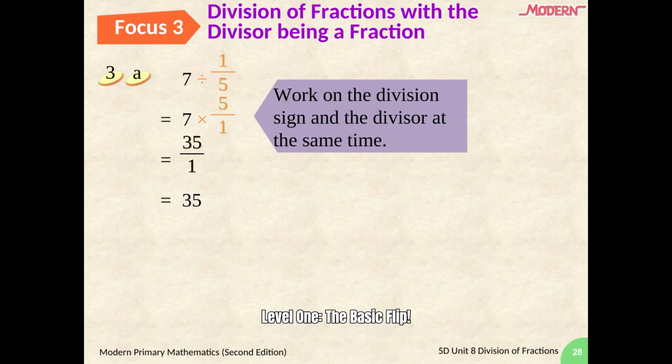Level 1, the basic flip. Look at slide 28. 7 divided by 1/5. Here is the move. 7 stays the same, division becomes multiplication, and 1/5 flips into 5/1. 7 times 5 is 35. Boom! It's that simple. One second the pieces are small, the next second the answer takes off. Remember, work on the sign and the divisor at the same time. Don't blink or you'll miss the magic. Excellent start, team. Level 2 is waiting.